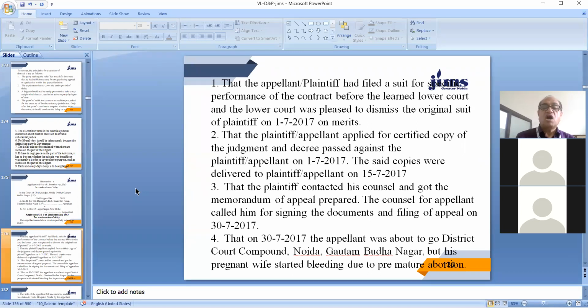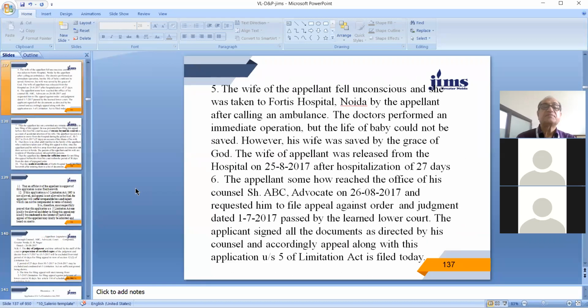Para 4, that on 30th July 2017, the appellant was about to go to District Court Compound Noida, District Gautam Buddha Nagar, but his pregnant wife started bleeding due to premature abortion. See, he is explaining how he could not reach the court in time.